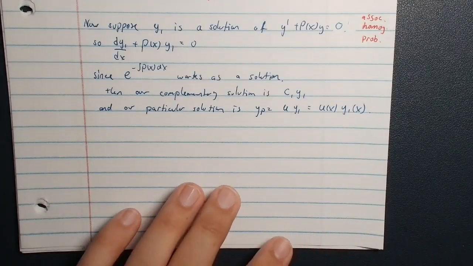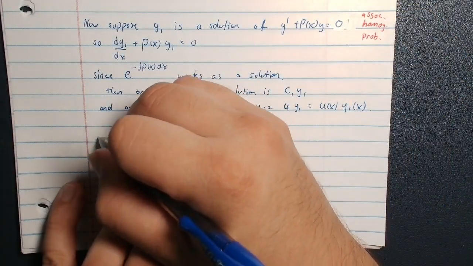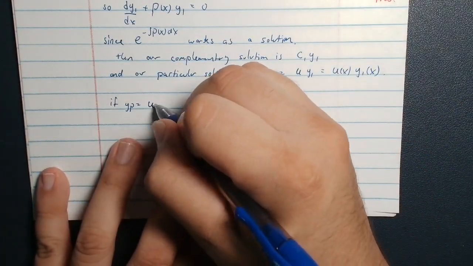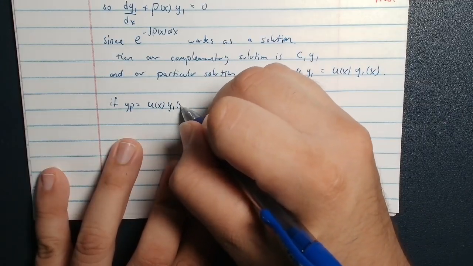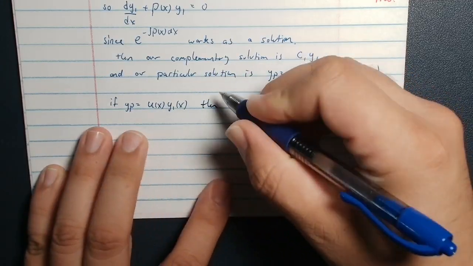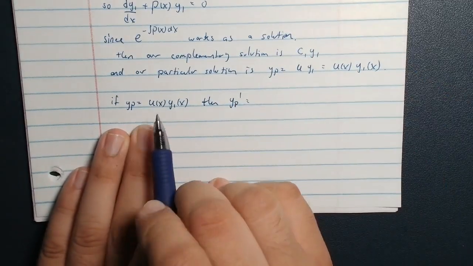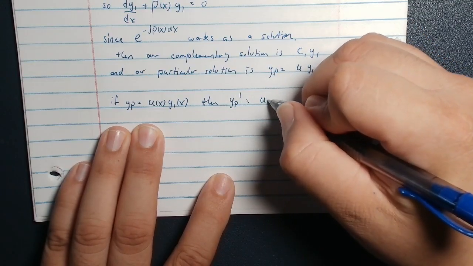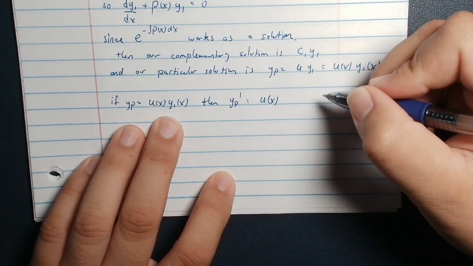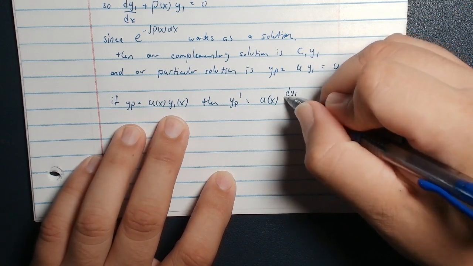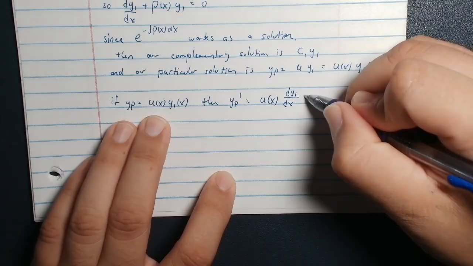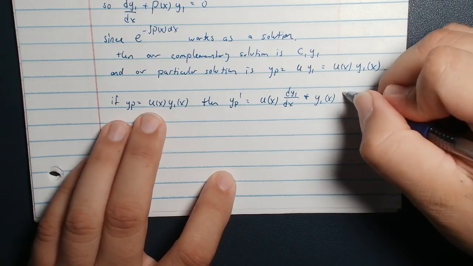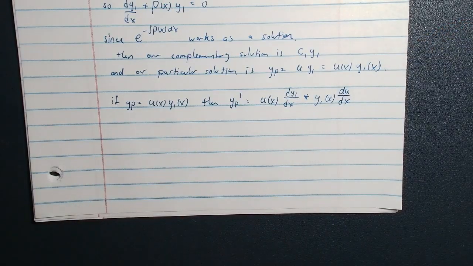Okay, so let's give that a try. If my y sub p is equal to u of x times y1 of x, then my first derivative would require the product rule. It would be u of x times the derivative of y1 with respect to x, plus y1 left alone multiplied by the derivative with respect to x of u, du dx.